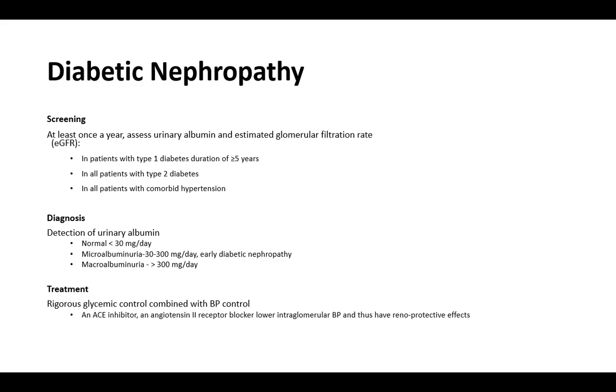ACE or ARB. Back in the day, we used to use them for any patient with type 2 diabetes for primary prevention. But we found out it's not helping a lot of patients, and it might be damaging the kidneys. So we save it only for patients who have microalbuminuria.